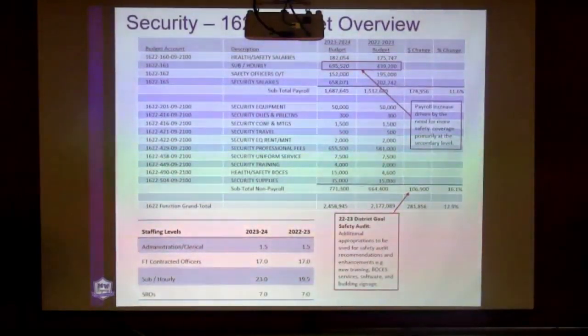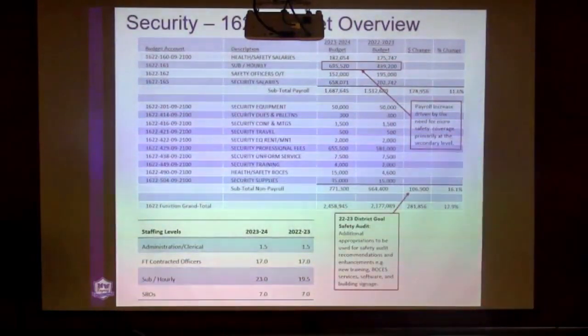That corresponds down here in the lower left-hand corner, where I have a little FTE analysis, and you see the sub and hourly area going from 19.5 to 23. That's a full-time equivalent count. That's what that number represents. So that's one of the cost drivers in the safety budget.